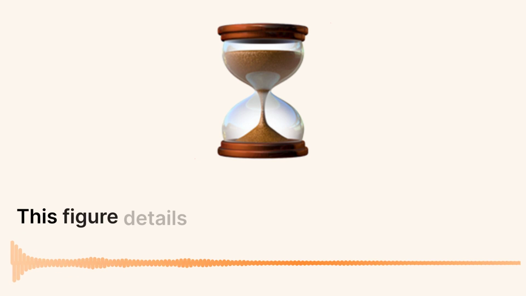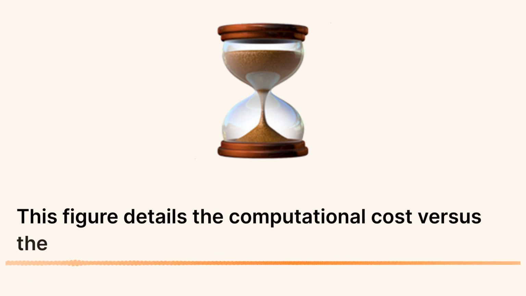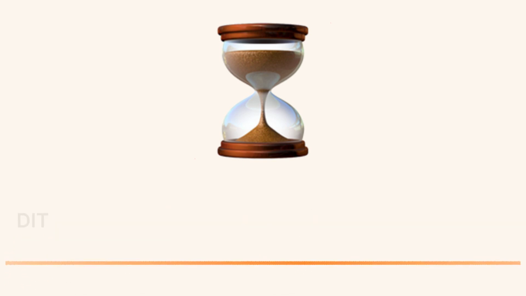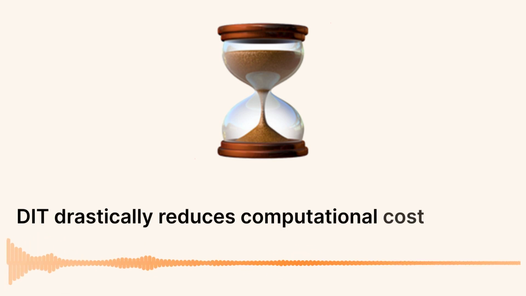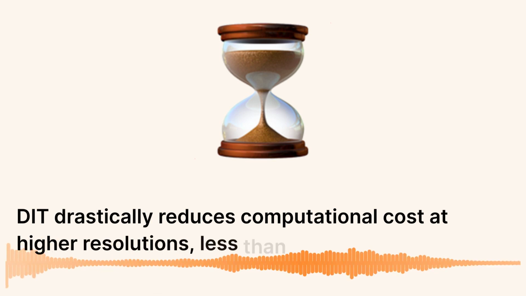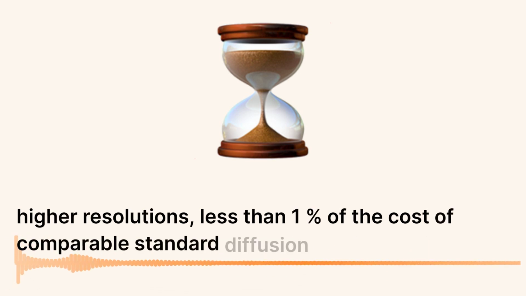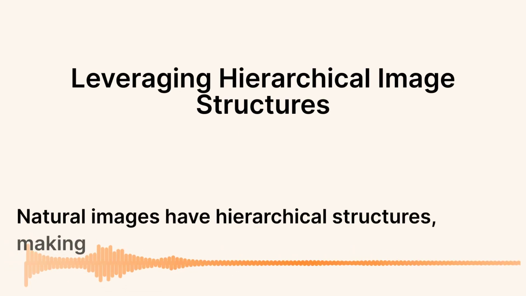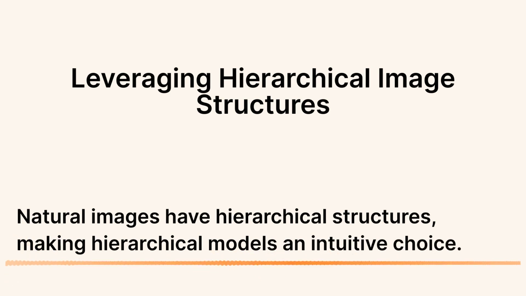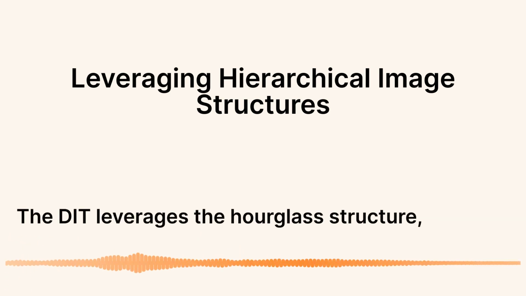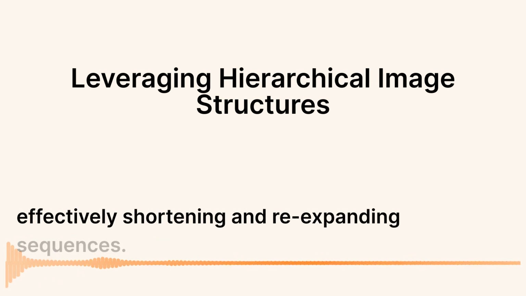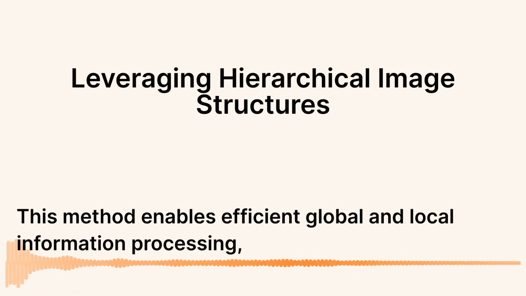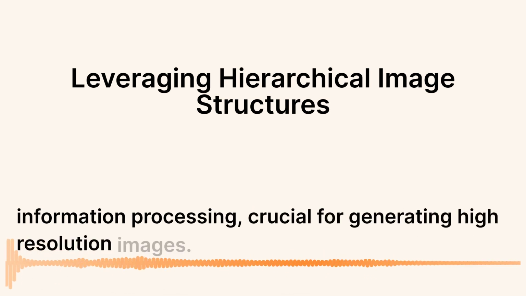This figure details the computational cost versus the resolution of HDiT B4 and the standard DiT B4 model. HDiT drastically reduces computational cost at higher resolutions, less than 1% of the cost of comparable standard diffusion transformers. Natural images have hierarchical structures, making hierarchical models an intuitive choice. The HDiT leverages the hourglass structure, effectively shortening and re-expanding sequences. This method enables efficient global and local information processing, crucial for generating high-resolution images.